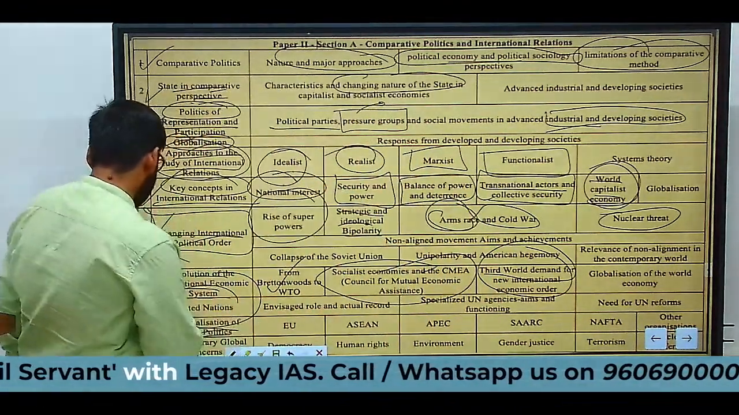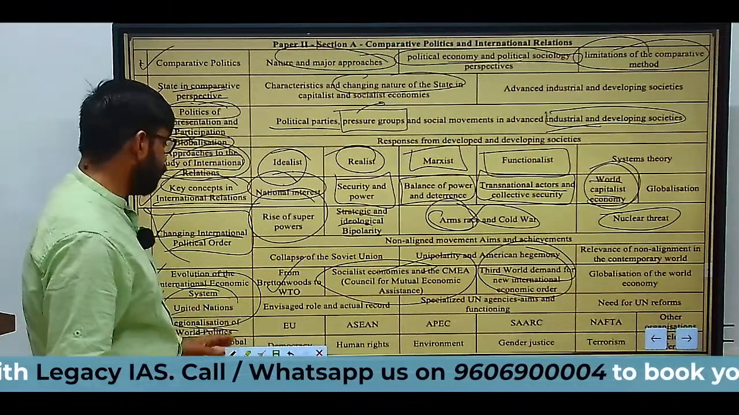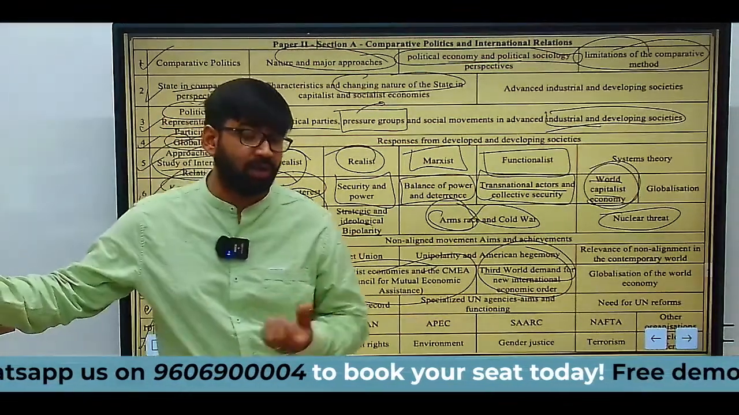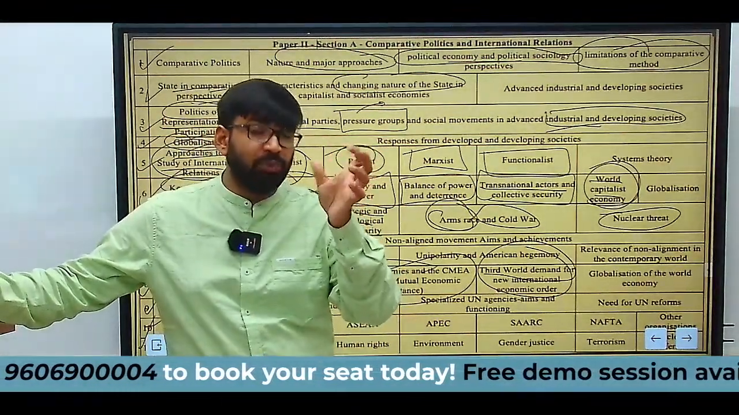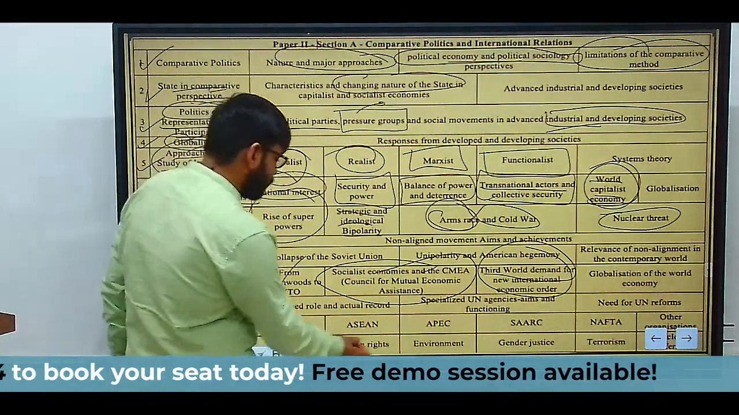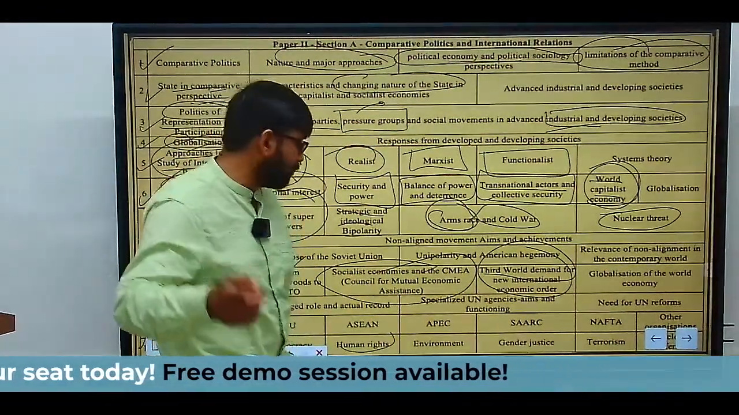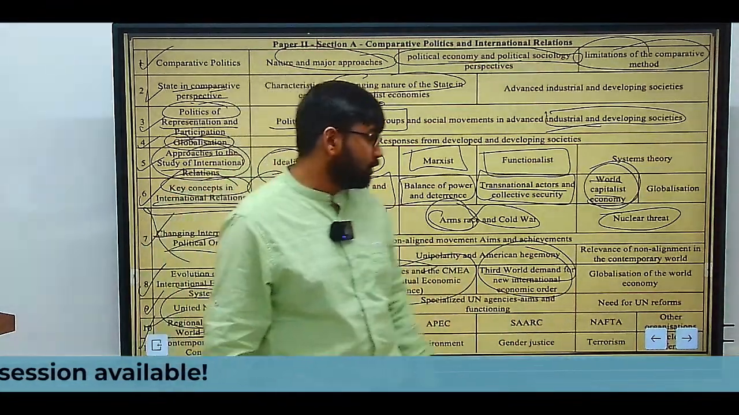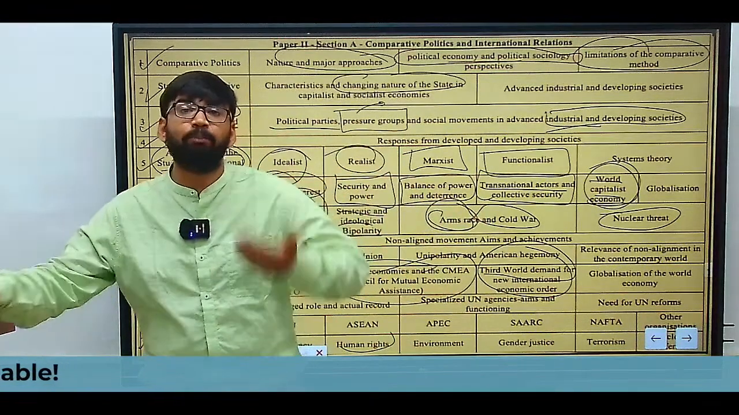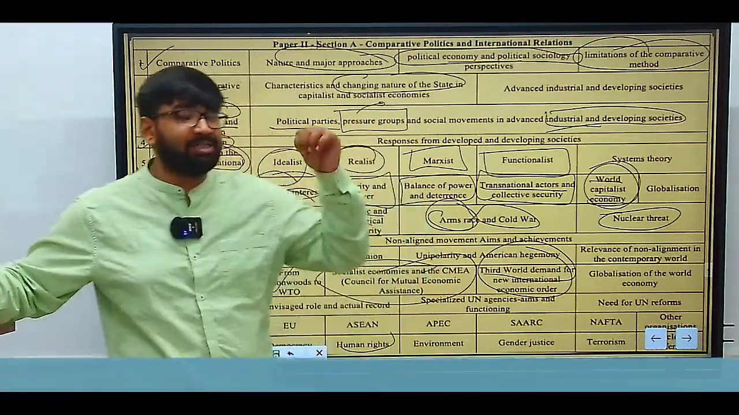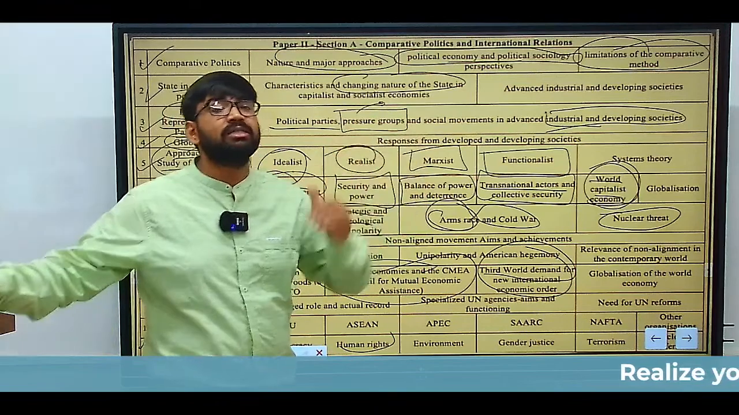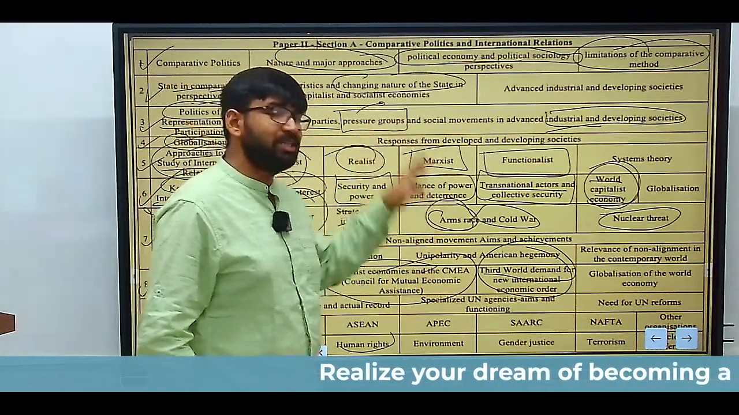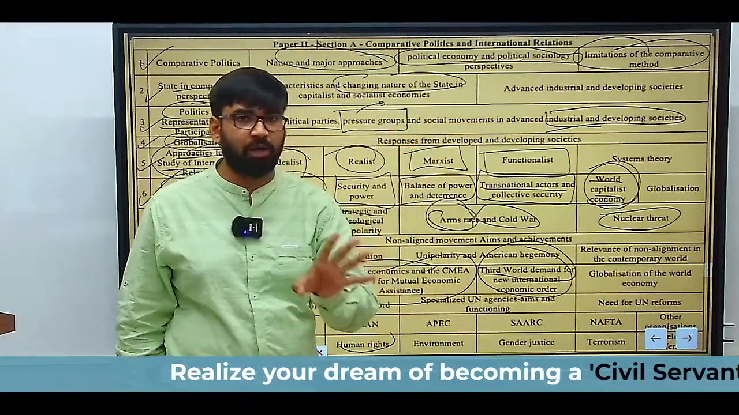Then chapter number 11, contemporary global concerns. There are contemporary global concerns going on, like the climate change issue, terrorism, human rights, democracy, violation of democracy, environmental issues, and gender justice issues. Getting my point? These are some important current issues which we will be discussing in our live session. I hope this section A of paper 2 is clear now.